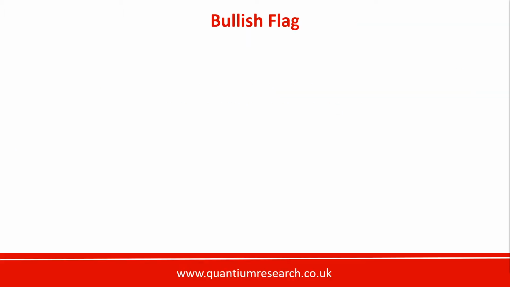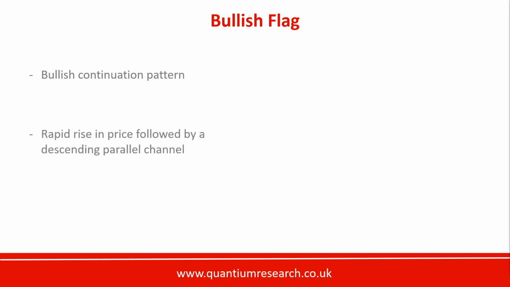So let's begin. A bullish flag is a bullish continuation pattern. It has a rapid advance in price, so that rapid advance is where the flagpole is formed, followed by a pullback in the form of a descending parallel channel. So that descending parallel channel is called a flag. The pattern is complete as soon as the two trend lines which contain the channel are established.